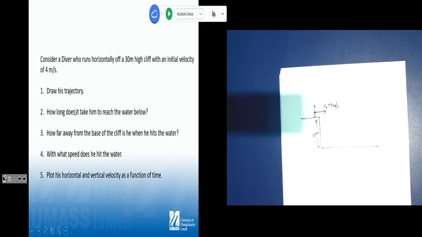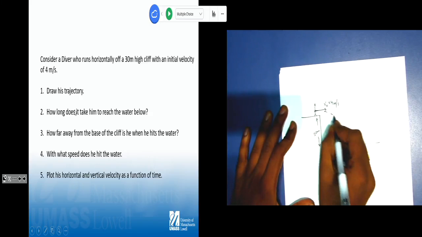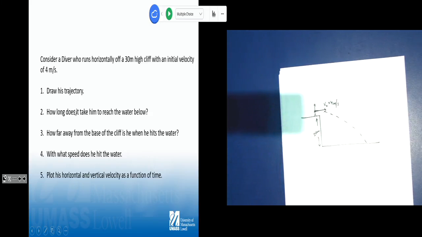And the first part of the question says draw his trajectory, which means draw the path he takes. What does that look like? A parabola. So it looks like this. That is his trajectory. It's a nice parabola. How long does it take him to reach the water below? Before we get to the actual numerical ones, what's my next step? I have a diagram and labeled some stuff. What should I be doing next?